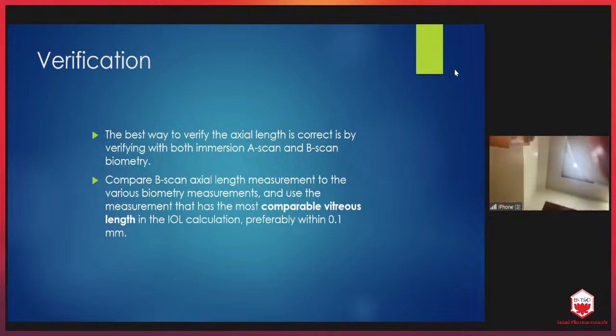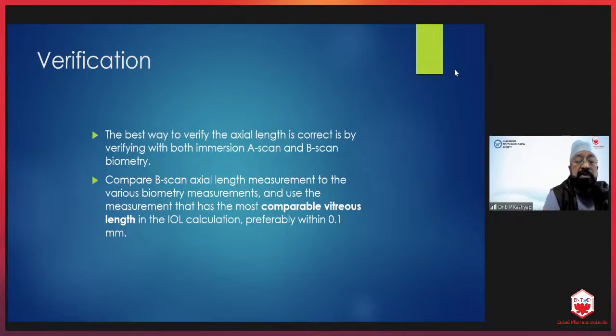The best way to correct and verify the axial length is, after you have done it, you can do both the contact method and the immersion method, and B-scan many a time. So yes, I get all kinds of patients, and sometimes it is very, very difficult to say what the real biometry is. So I have a couple of other instruments, and even B-scan can help you out. So you take all the measurements and do B-scan also, and the most comparable vitreous length is used in the IOL calculation, and preferably those should be within 0.1 millimeters.